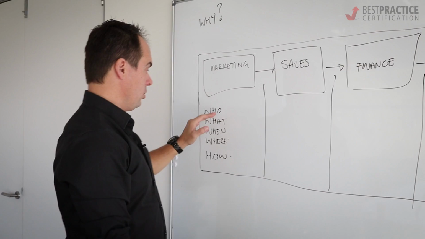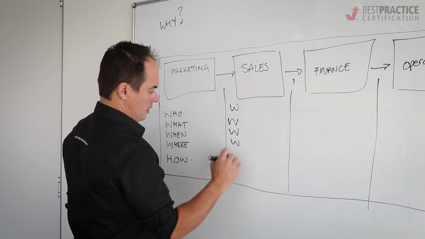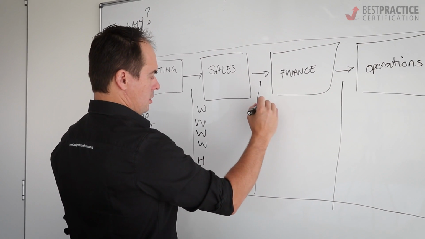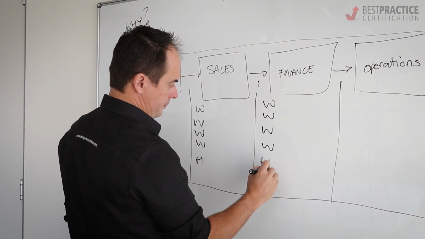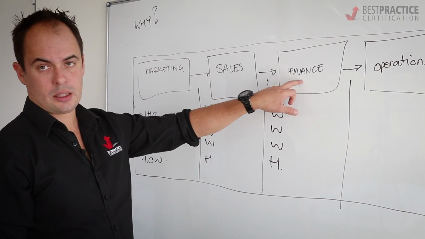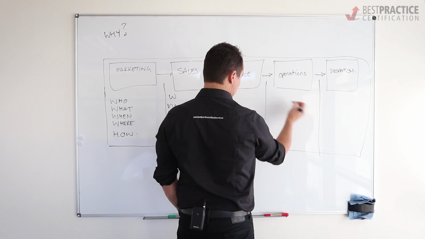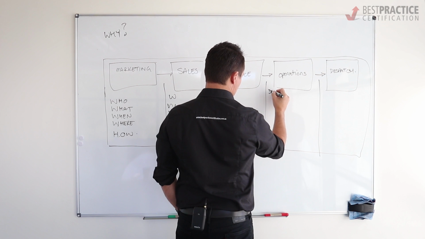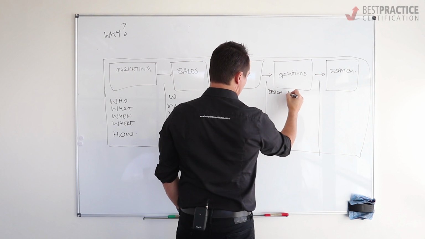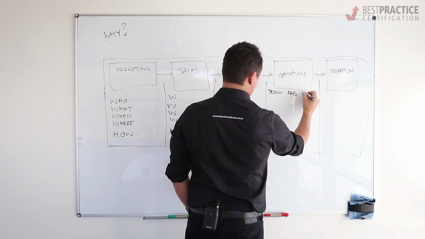When you get to sales, who, what, when, where, and how. Finance, who, what, when, where, and how. And so who might be the customer paying their bill. Operations. Operations might have a few components. In the business that we were talking about the other day, it's got design, it's got fabrication, and it's got a painting facility.